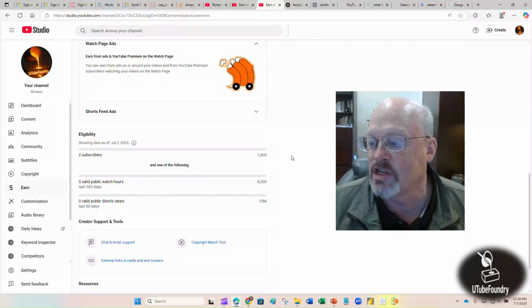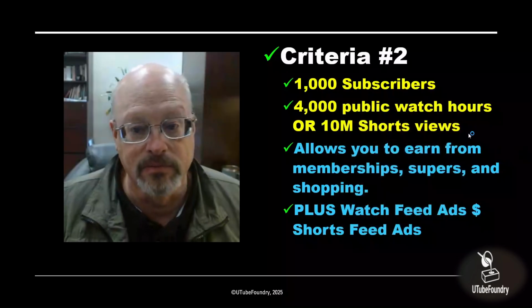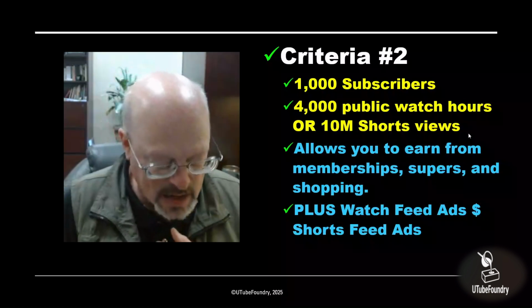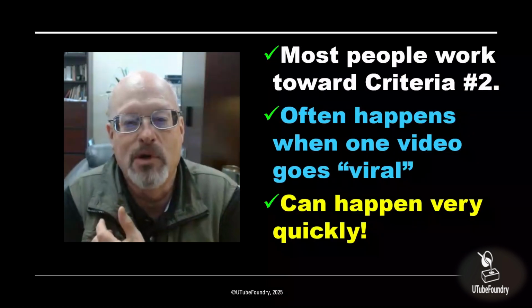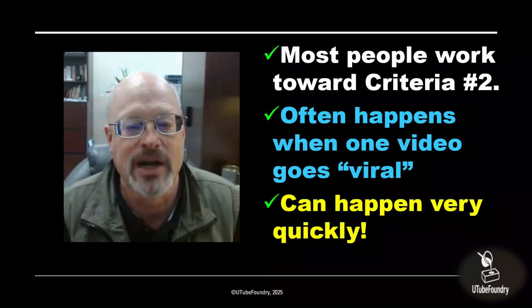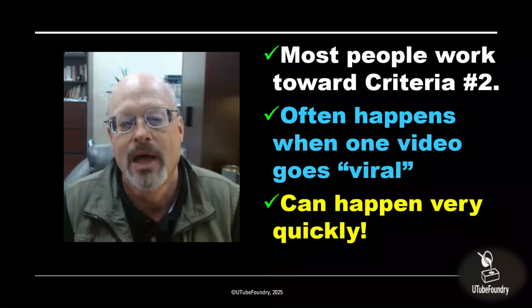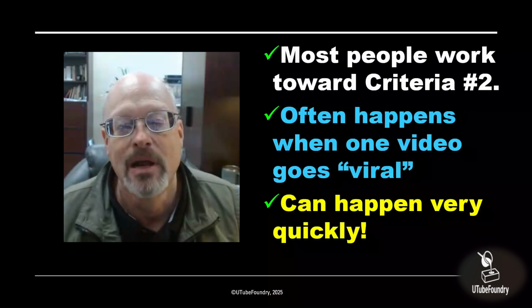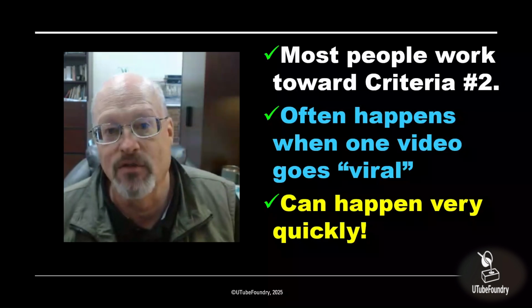Okay, so let's just go back to the video that we were watching, or the PowerPoint show. So again, this is the most popular of all the pathways to monetization, I think, is criteria number 2. It often is going to happen all of a sudden when you get a viral video.